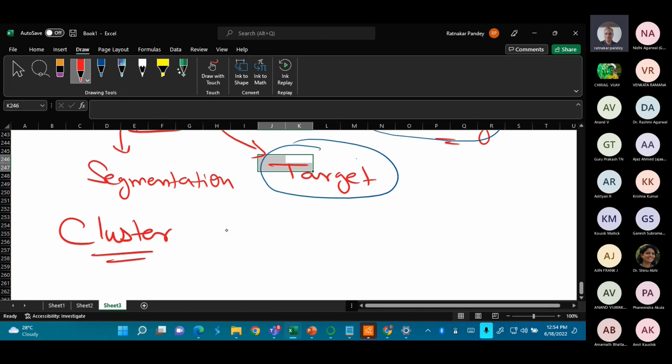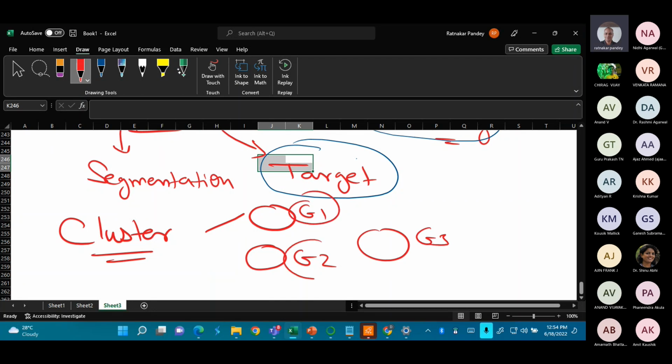And clustering is nothing but grouping. So you can say group one, group two, group three. And this group, basically what it means is that the people or the objects who belong to group one should be similar to each other. And we'll define those similarity metrics and all of that.